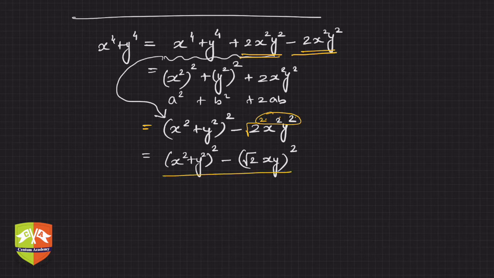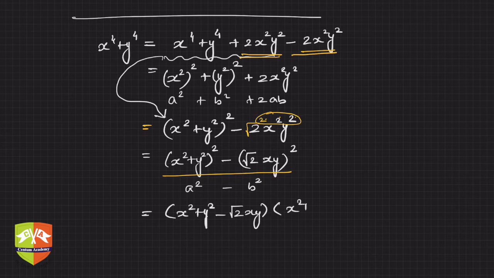So further, what will happen? Again, this is like a square minus b square. So hence, guys, this can be reduced further to x square plus y square minus root 2xy times x square plus y square plus root 2xy. Is it fine? So I could express x to the power 4 plus y to the power 4 as well like that.